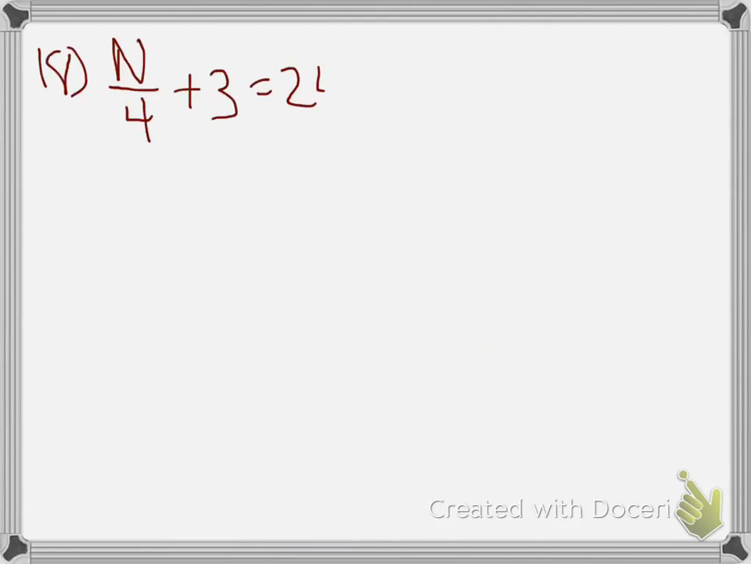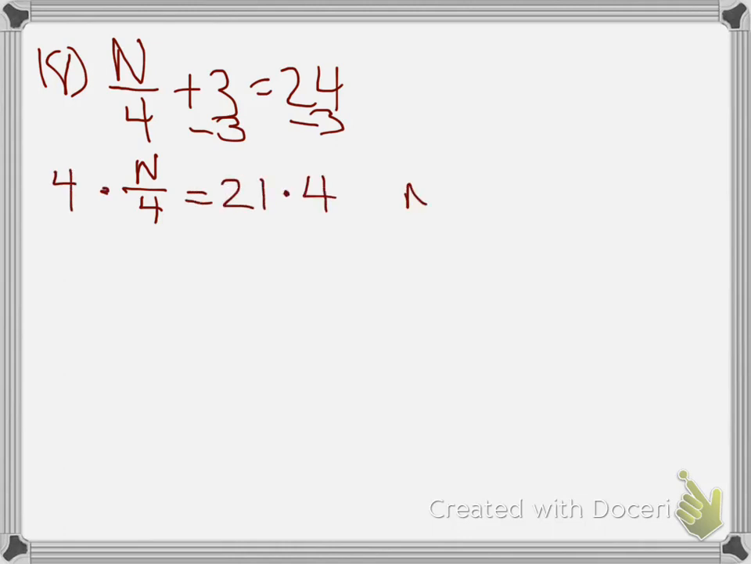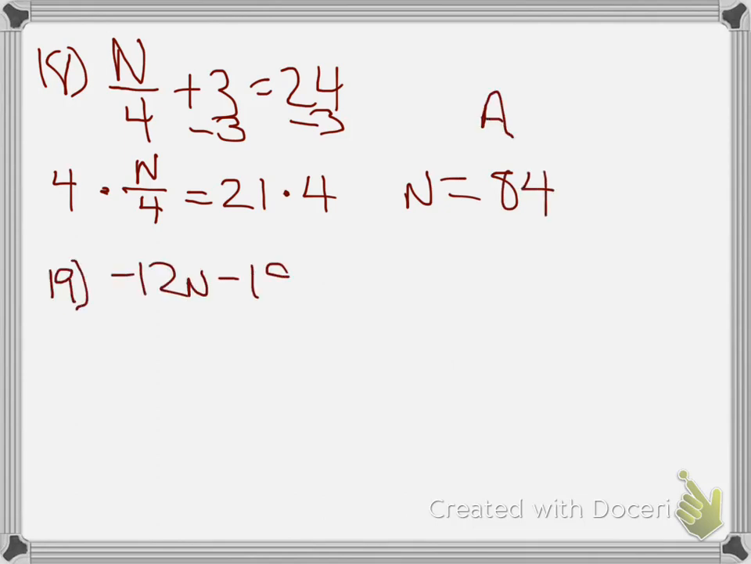All right, number 18. I like this question. A number divided by 4, and then the quotient. All that means is that you answered the division, and then you added that answer to 3. So n divided by 4 plus 3 would equal 24. Subtract 3 from both sides, which gives you n divided by 4. Multiply by 4. You get 84. The answer is A.